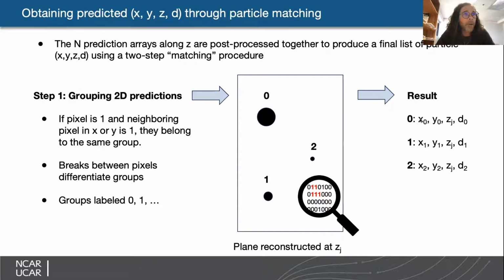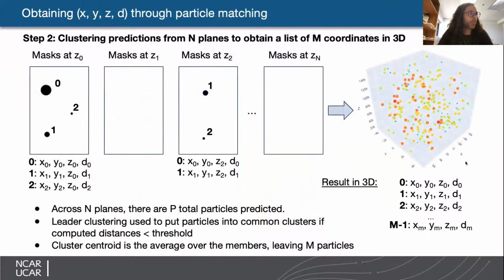The result of that is I now have an estimate of X0, Y0, and D0 for the 0th particle, given that the original image was reconstructed at some value Z away from the probe arms. So in this example, all 3 predicted particles have the same Zj, but they have different Xs, Ys, and Ds. Step 2 involves putting the N mask predictions together to get a 3D result.